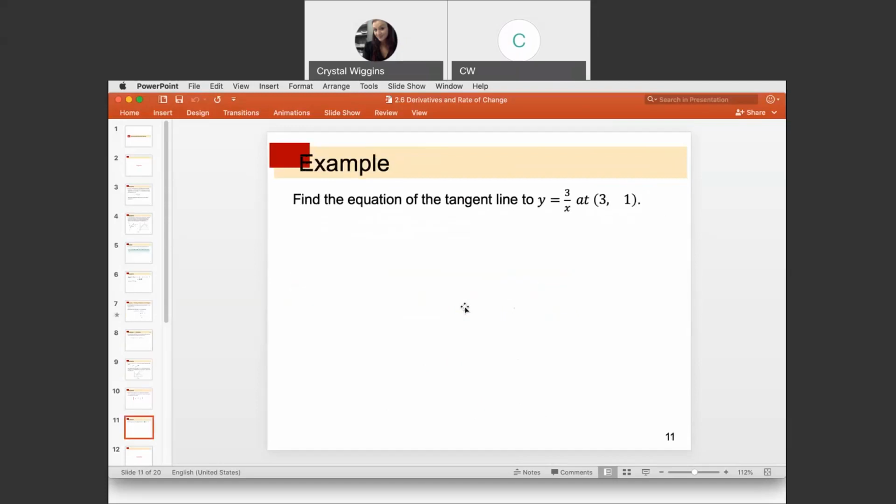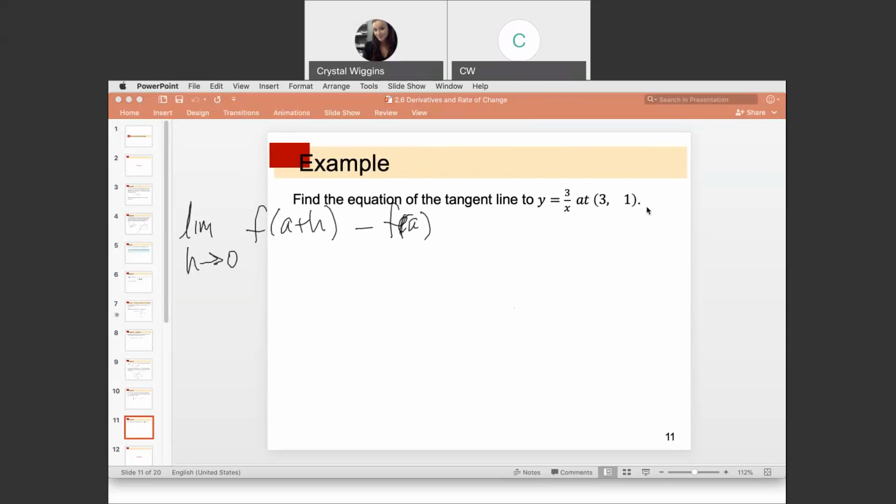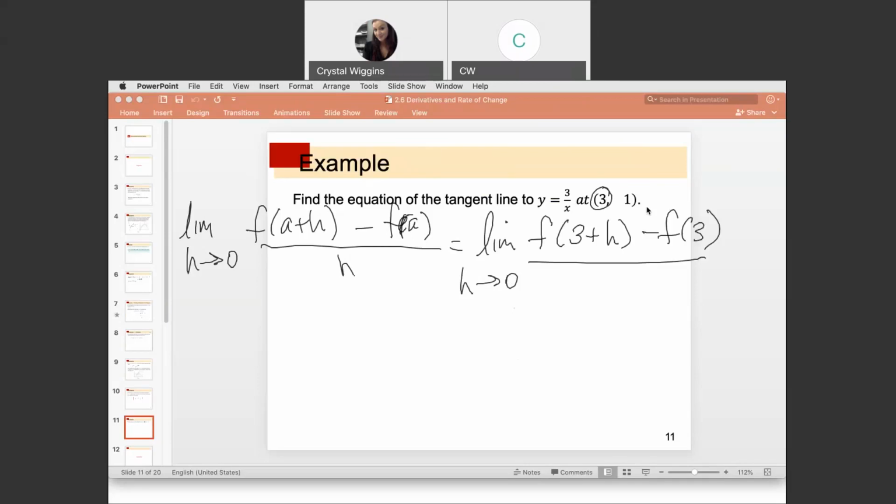Let's use this definition to solve this particular problem. So we want to find the equation of the tangent line to this function at the point (3, 1), and we want to use the limit definition. So recall that the limit definition is the limit as h approaches 0 of f of a plus h minus f of a all over h, where in this case our a is 3, and h stays h. So we are going to have the limit as h approaches 0 of f of 3 plus h minus f of 3 all over h.